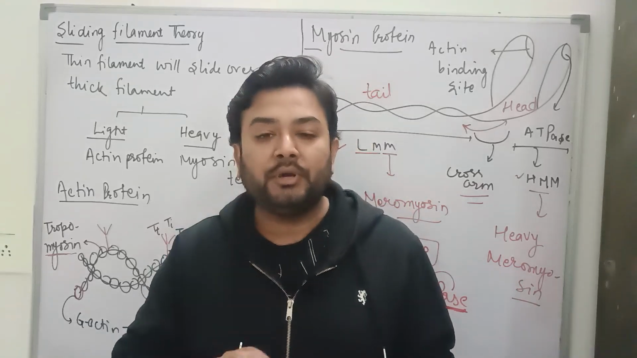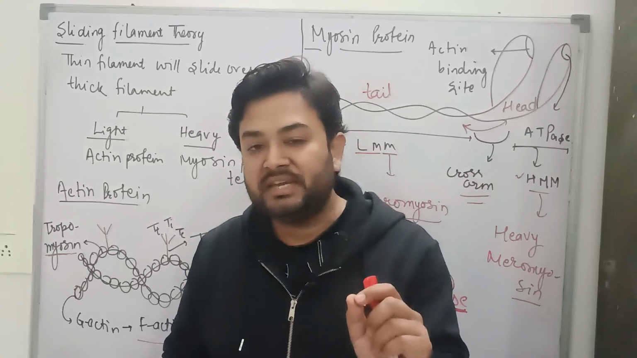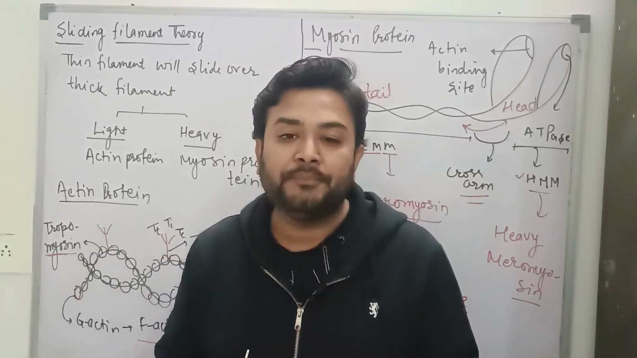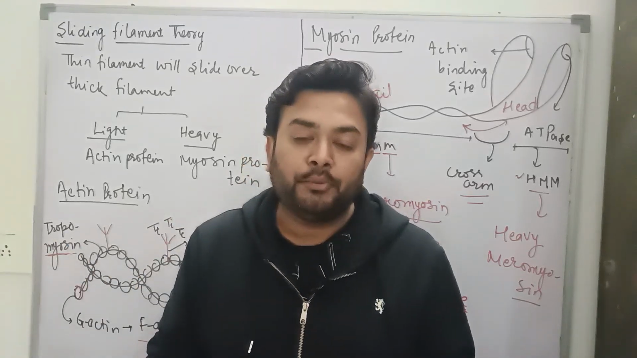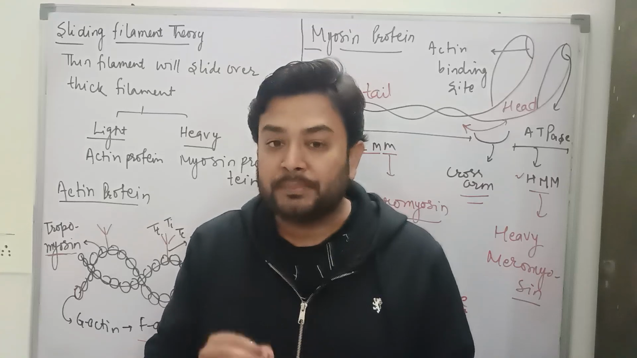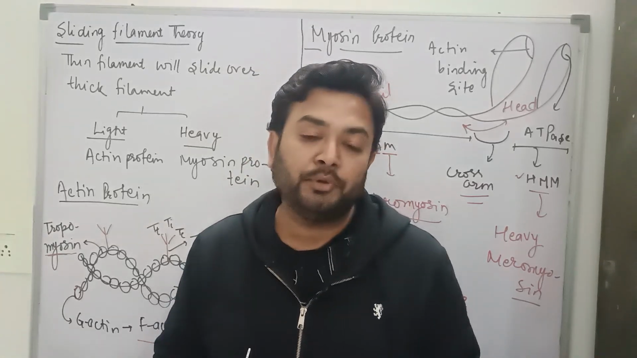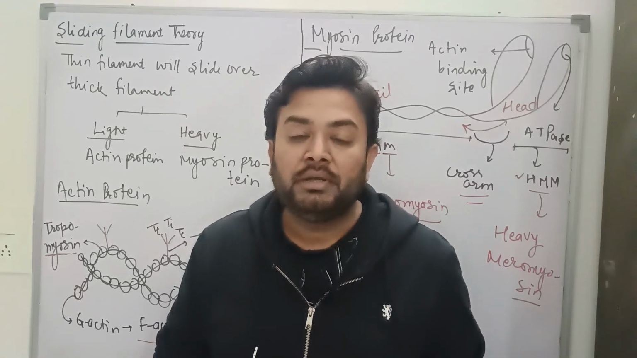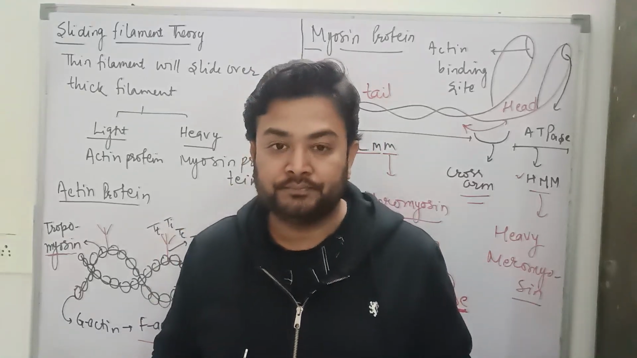I am going to revise it again. First, actin protein, the light protein. It consists of different types of protein. First is G actin. A continuous structure of G actin will form F actin, and the thread-like structure is known as tropomyosin. The protein present at regular intervals is known as troponin, and troponin consists of three types of subunit: TT, TI and TC.